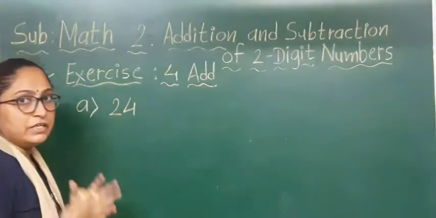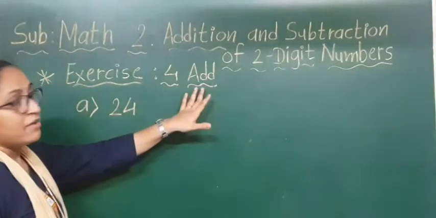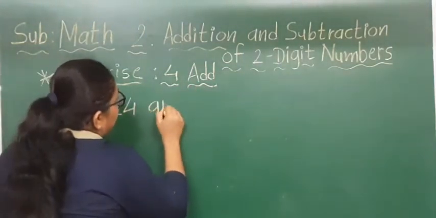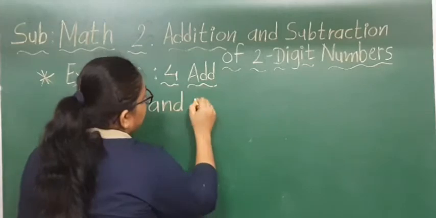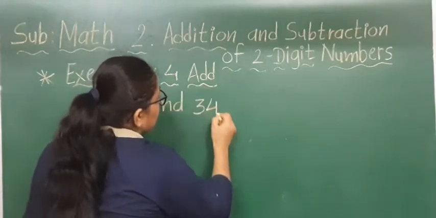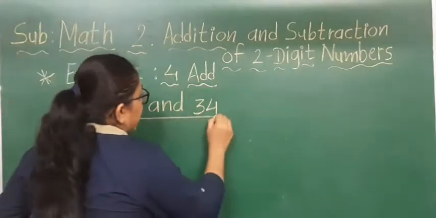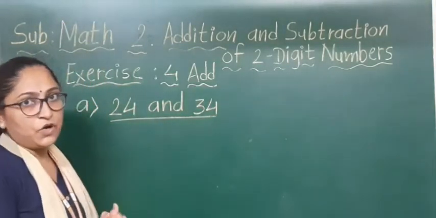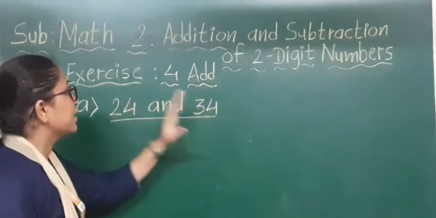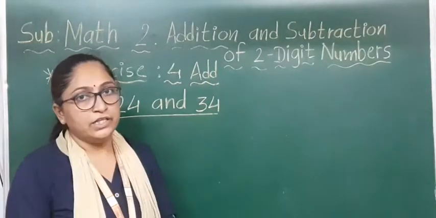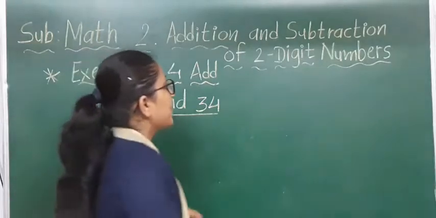The example A is 24. Here we have been given numbers and we have to add them together. 24 and 34, this is our question. Now what to do? We have to add them together. For that we have to write them down in the vertical method. So how to do the addition?